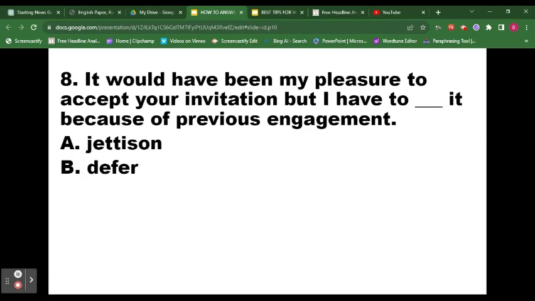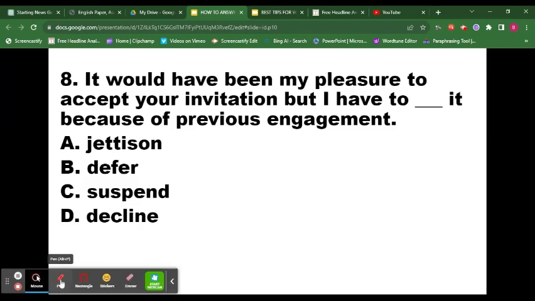It would have been my pleasure to accept your invitation, but I have to dash it because of previous engagement. A, jettison; B, defer; C, suspend; and D, decline. Yes, it would have been my pleasure to accept. Of course, the underlined word here is accept, and we are looking for the opposite, and the opposite is D, decline.